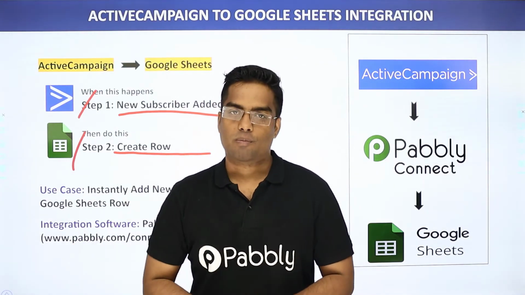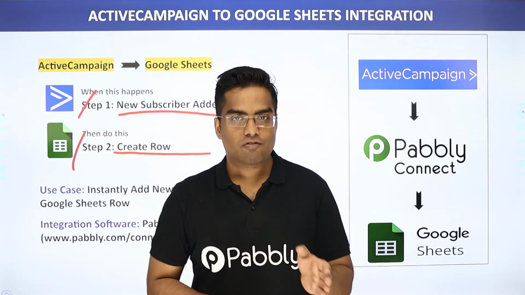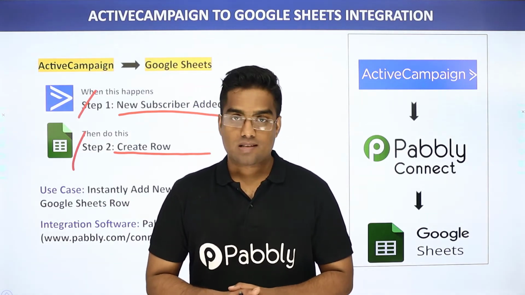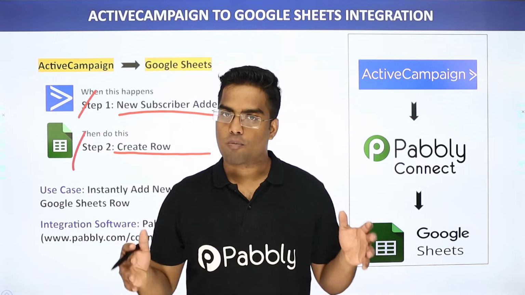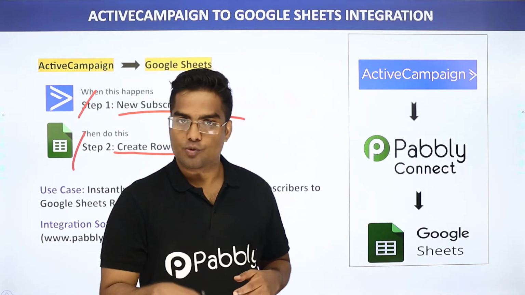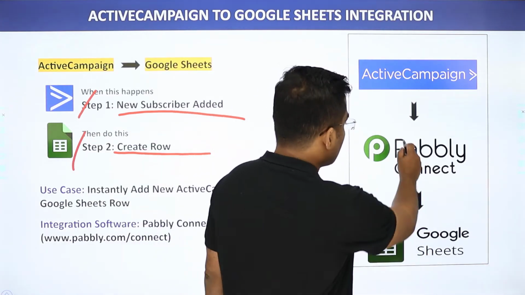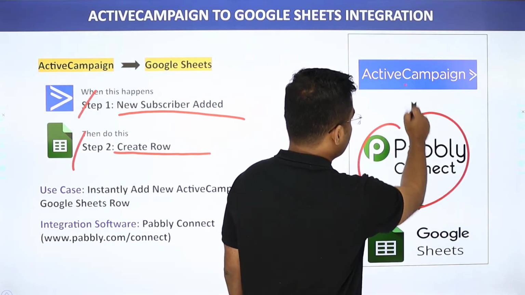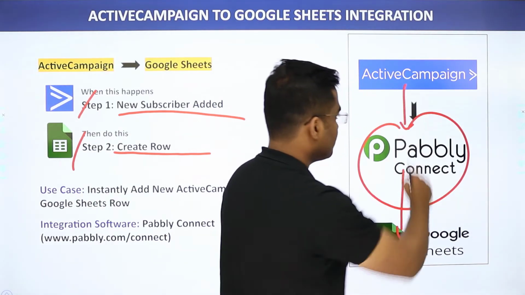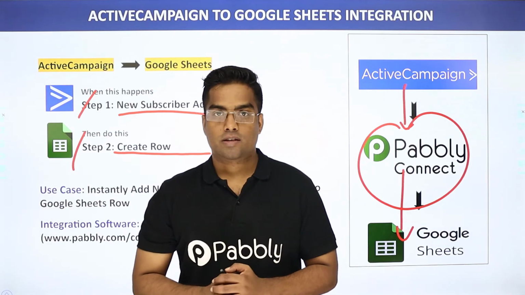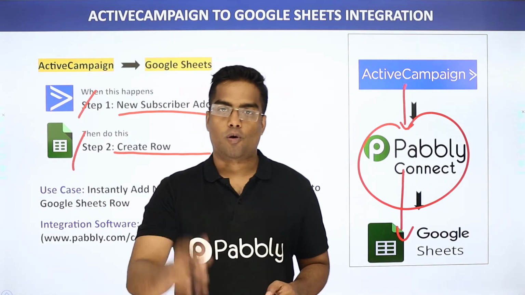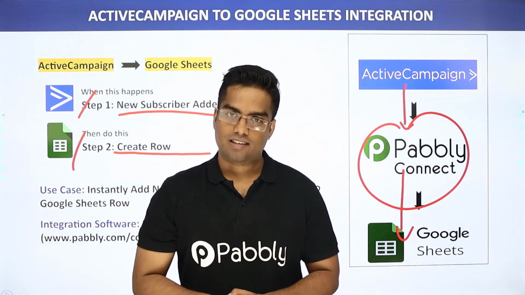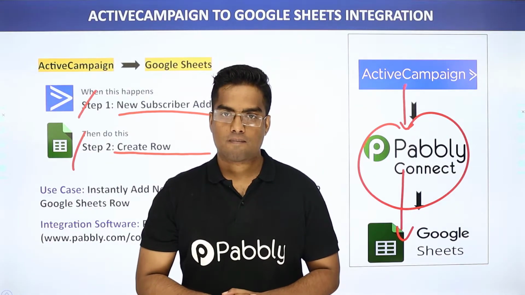But there is one minor problem. There is no integration between ActiveCampaign and Google Sheet. So in cases like these, we need to bring a third app to properly connect them both. So in this video, we will be using Pabbly Connect to integrate ActiveCampaign and Google Sheet. And the best part of using Pabbly Connect is, there is no need for coding skills or programming knowledge. It can be done easily. Let me show you on my screen.